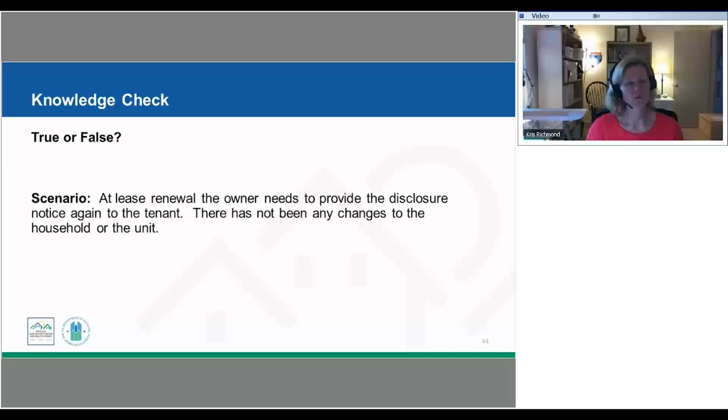So at lease renewal, let's pretend the PHA needs to provide the disclosure notice again to the tenant. There has not been any changes to the household or the unit. So is this true or false? At lease renewal, we need to provide the disclosure notice again to the tenant. There has not been any changes to the household or the unit. Is this true or false?